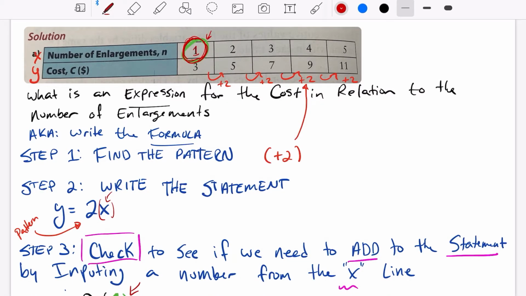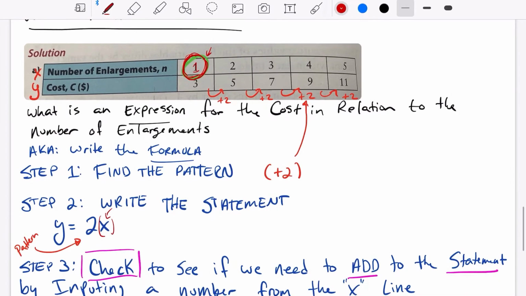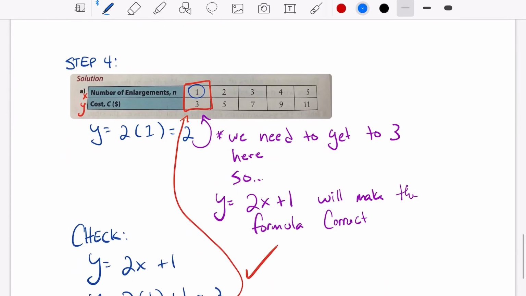So the formula was y equals 2x. Okay, so I put in the x spot this 1. So I went y equals 2 times 1, and I get 2 times 1 equals 2. Now looking here at the graph, it's not supposed to equal 2. It's supposed to equal 3. So guess what? That means that you need to add something more to your formula.